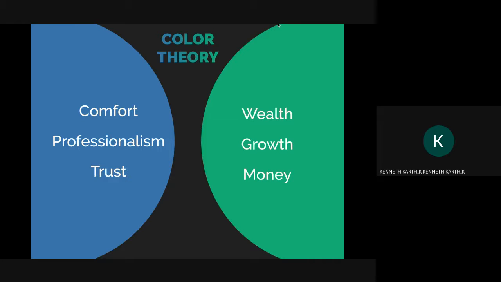So that started with color theory. This is also something I spoke about in an earlier session, I think the first session I conducted. And like I said in that session, blue is associated with comfort, professionalism, and trust, and green is often associated with wealth, growth, and money.